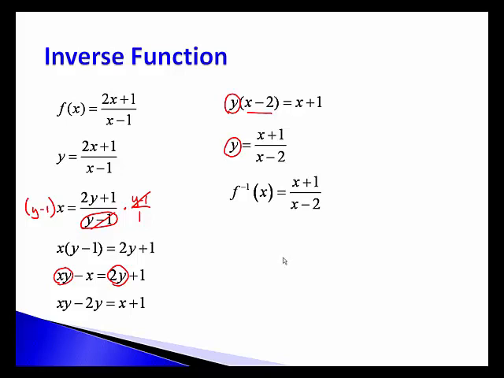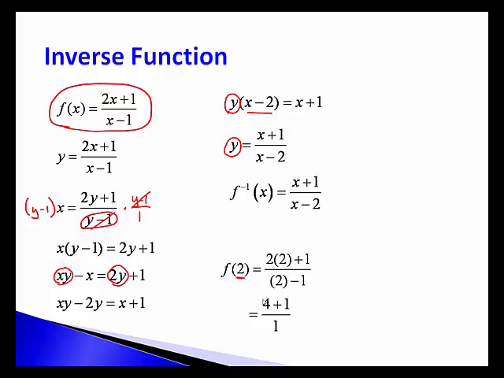Our inverse is complete at this point, but I do want to check and see whether or not our inverse would work. Let's take our original function, this one right here, and I want to start by plugging in a number that I picked. It happens to be a 2. When I plug in a 2, I get (2 times 2 plus 1) divided by (2 minus 1). That simplifies to 4 plus 1 divided by 1, or just a 5. Let me remind you, that says that the function pairs a 2 in the domain with a 5 in the range. Let's see what our inverse function does.